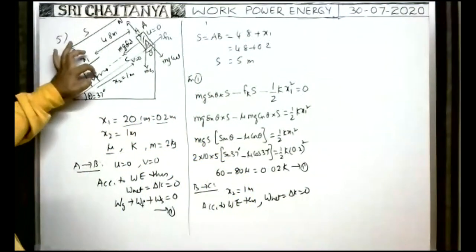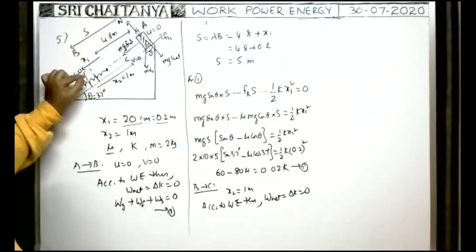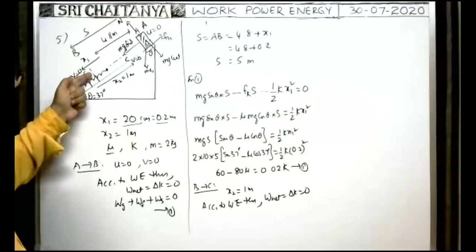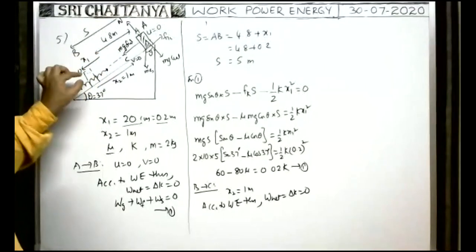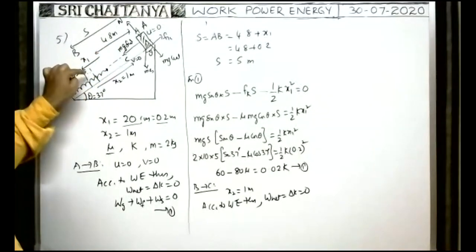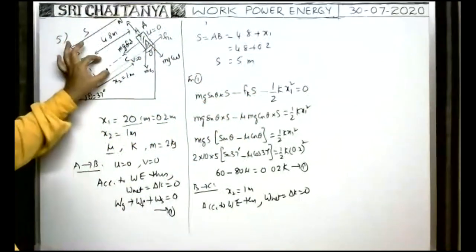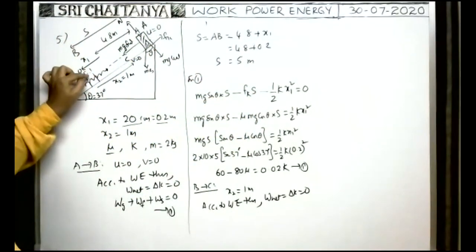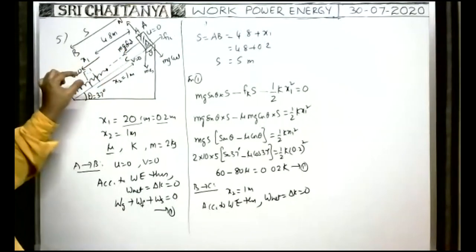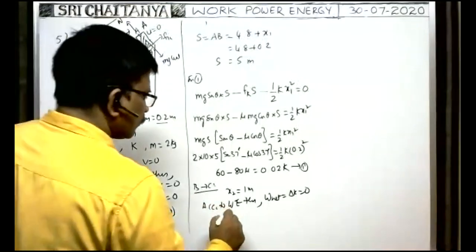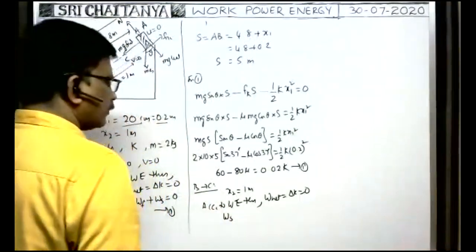While the block moves in the backward direction, the spring pushes the block, so spring force acts in this direction and the block also moves in the same direction. That's why work done by the spring force in this case is positive. In the previous case, work done by the spring force was negative. But now the spring is compressed and pushes the block backwards, so work done by the spring force is positive. So what is the work done by the spring force?